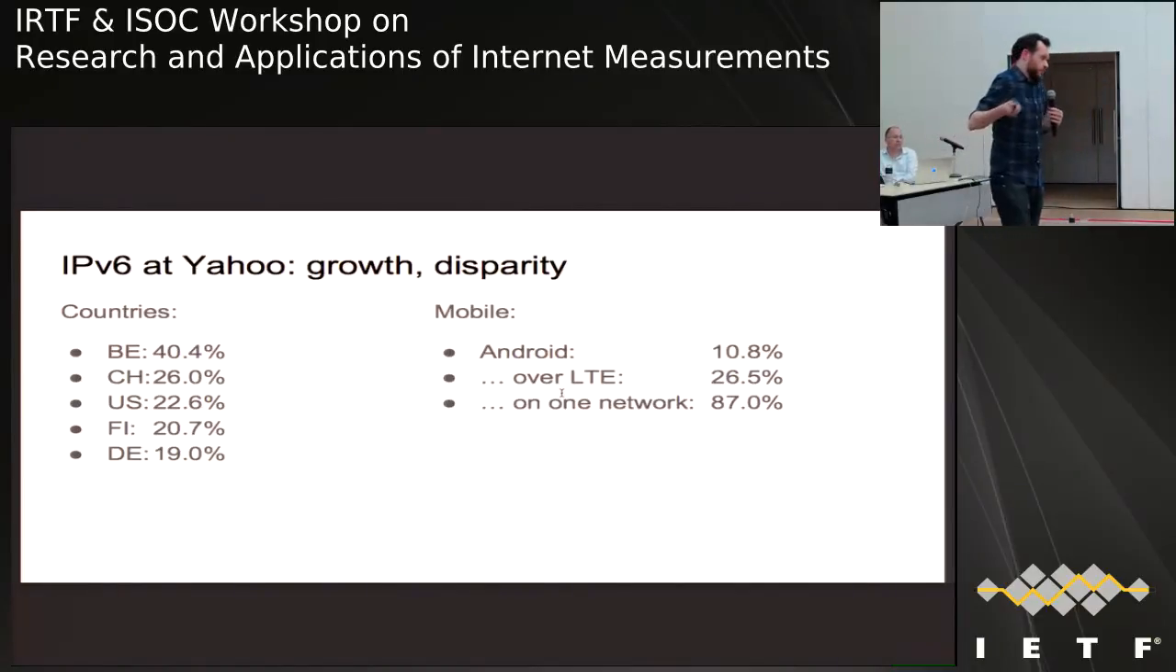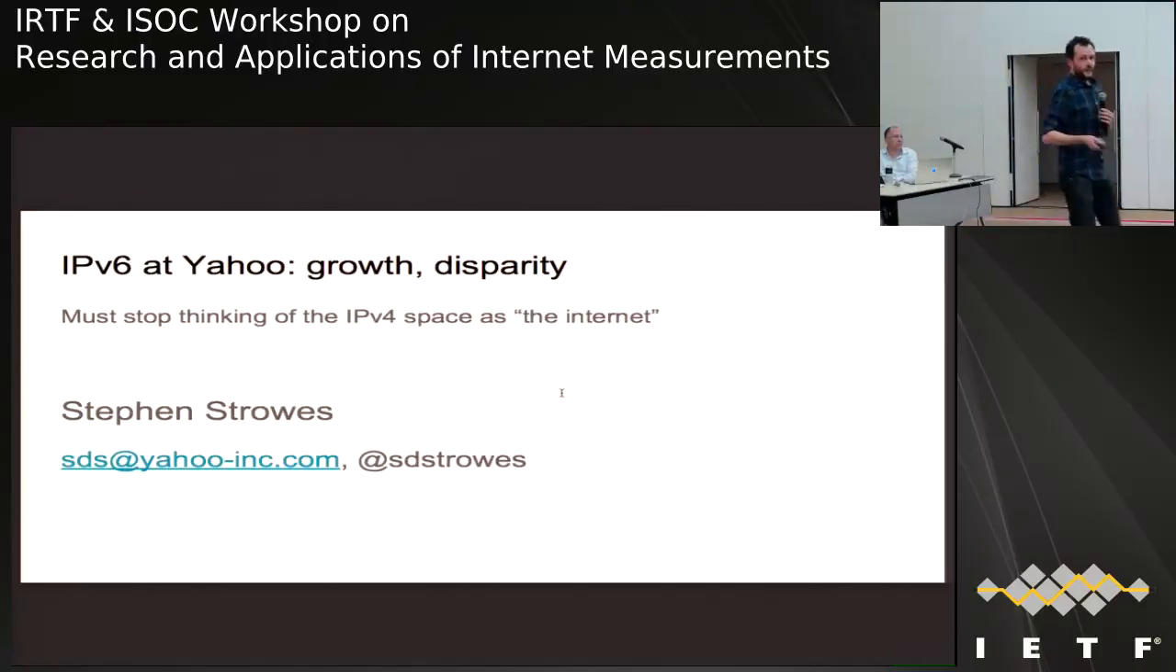But a plea, if I can make one. We had a ton of papers at IMC this week that spoke about IPv4 as the whole internet. And I would argue that that's not the case and that we should really move on from that and try and apply a lot of our measurement work to IPv6 and IPv4 wherever we can.